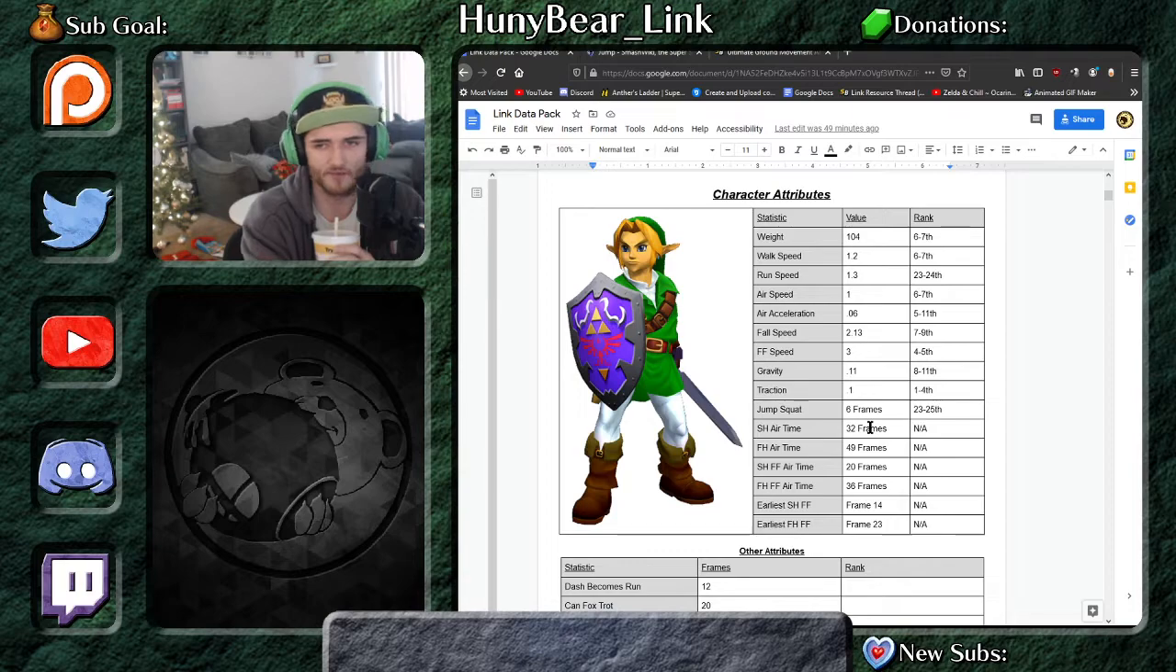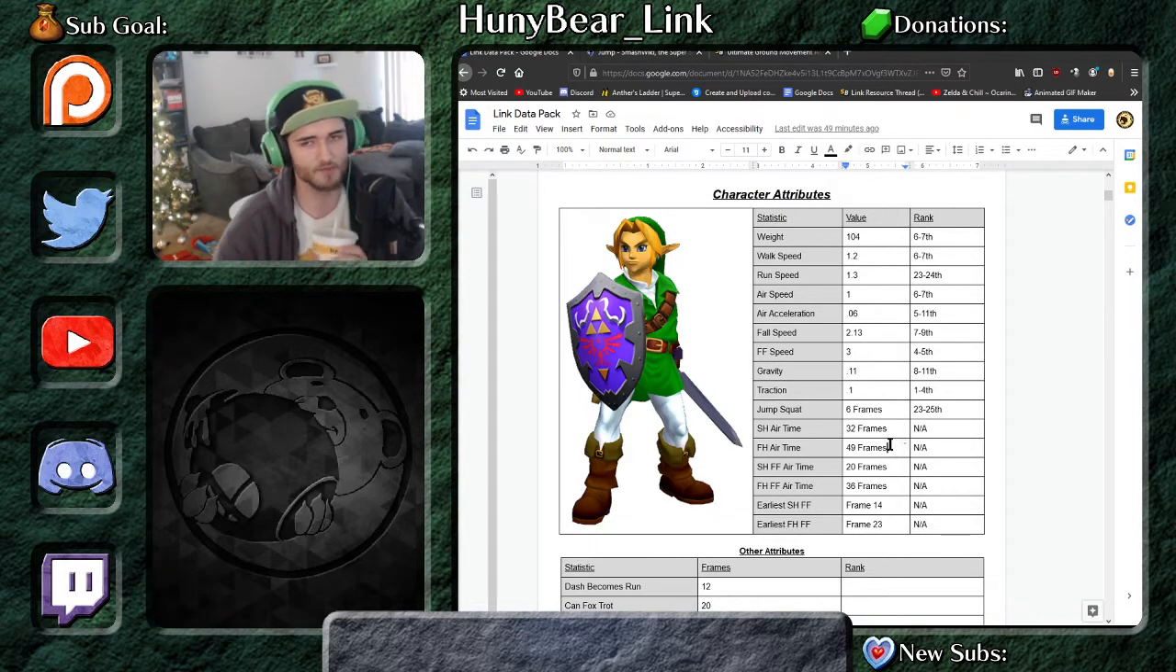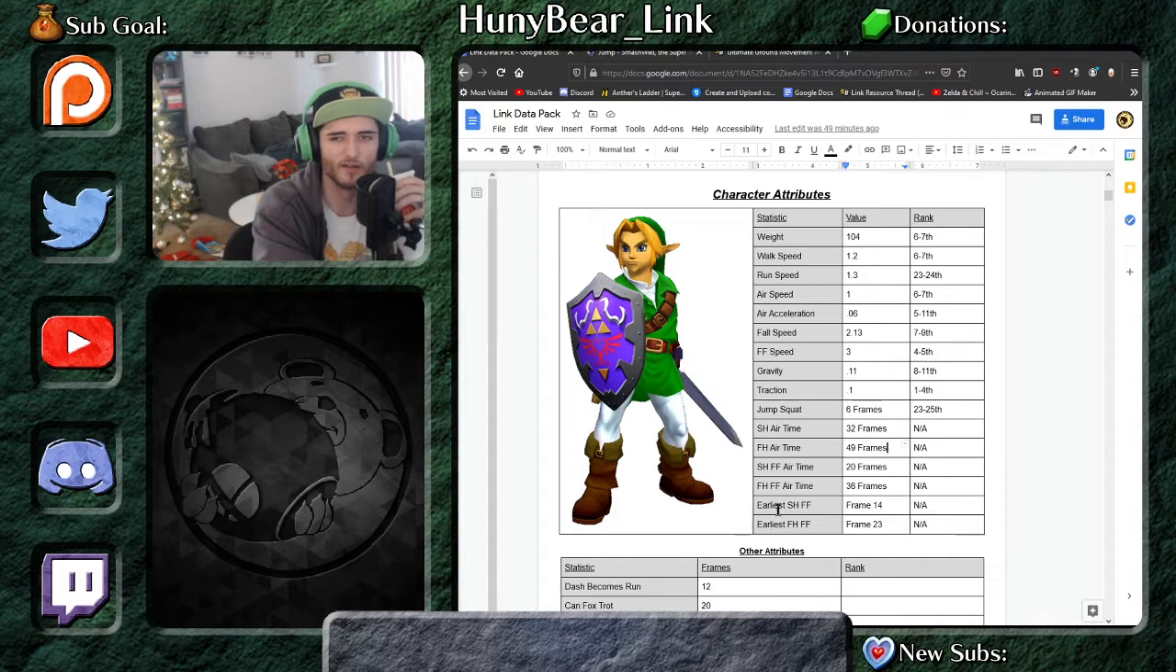Short hop airtime. How long you're in the air after a short hop? Full hop airtime. I just put these in there because they help me do my calculations to figure out what's possible, what's not. Not really all that important for you to know. Short hop fast fall airtime. 20 frames. Really good. Thank you for my fall acceleration. Same thing with full hop airtime.